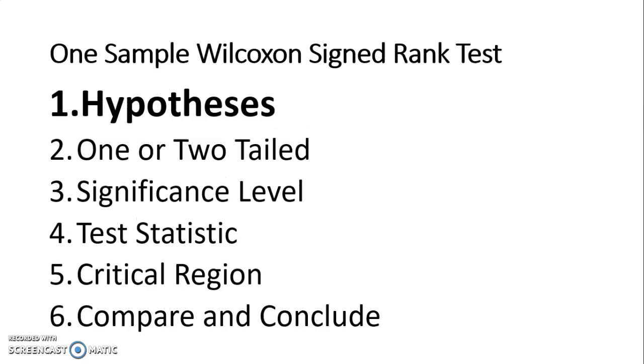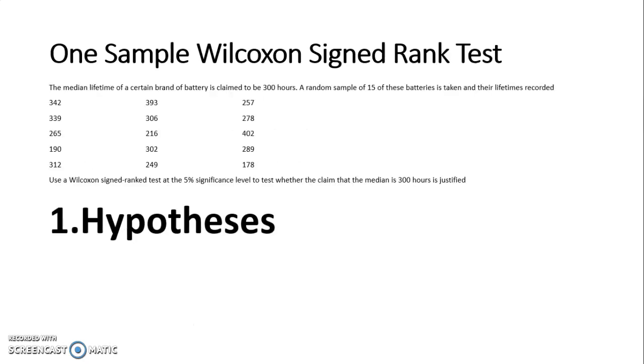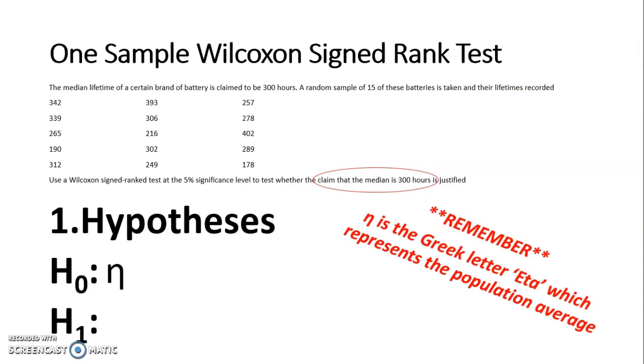So let's start by looking at our hypotheses. We should always have a H0, a null hypothesis, and a H1, an alternative hypothesis. In this question, we're being asked to test whether the claim that the median is 300 hours is justified. So I'm going to be using this symbol. This symbol is the Greek letter eta, and it represents population average, so it can represent median or mean. It's good practice to use this rather than mu, in case you are asked, like in this question, for the median.